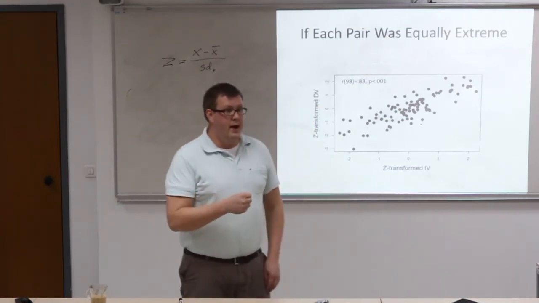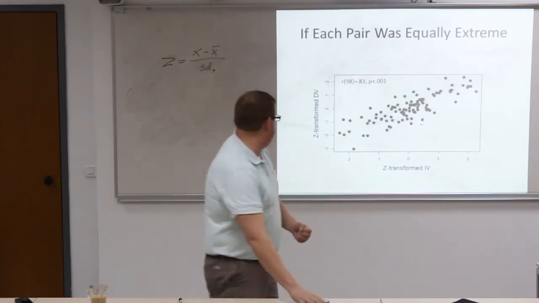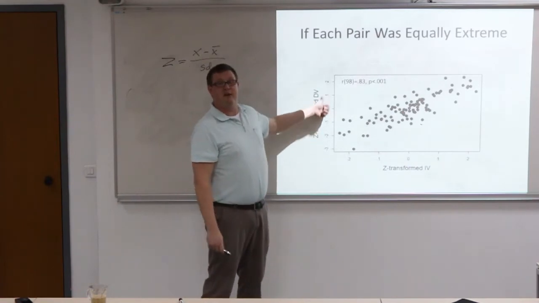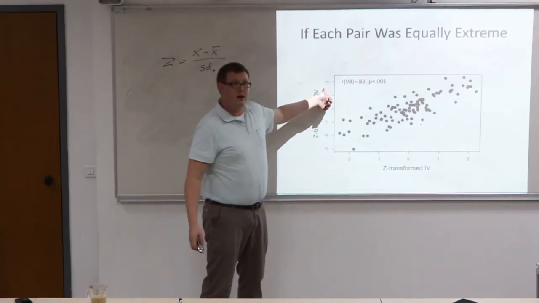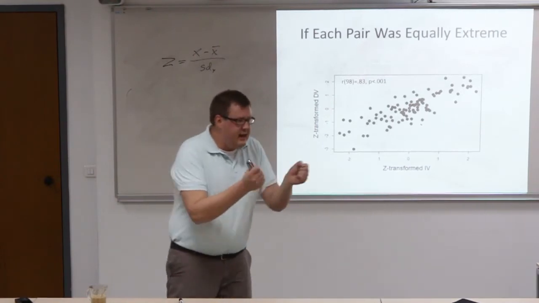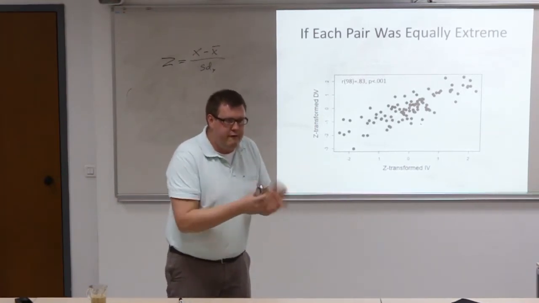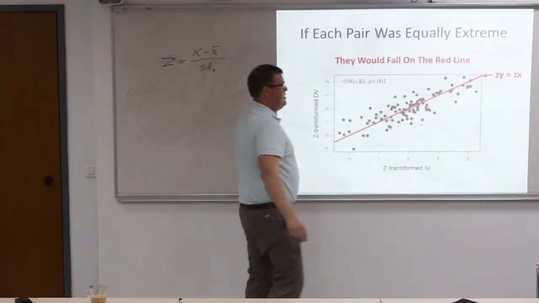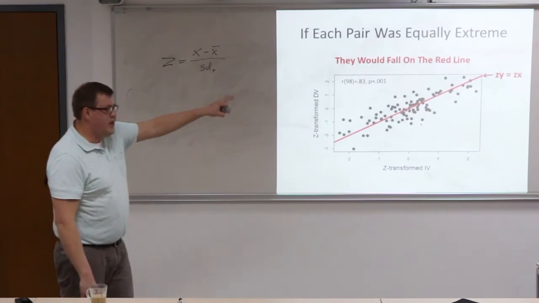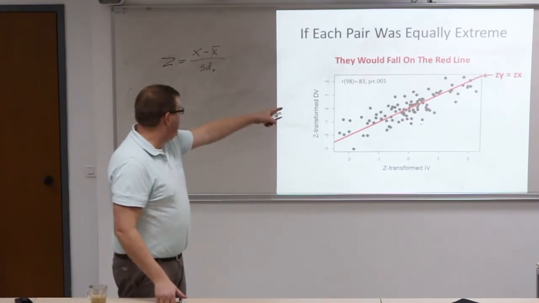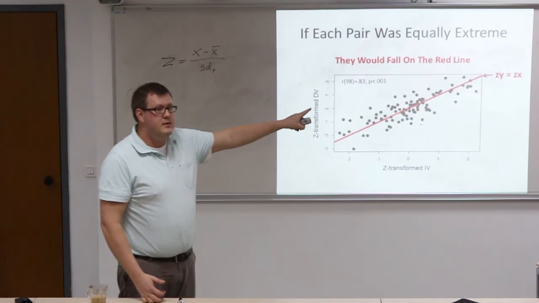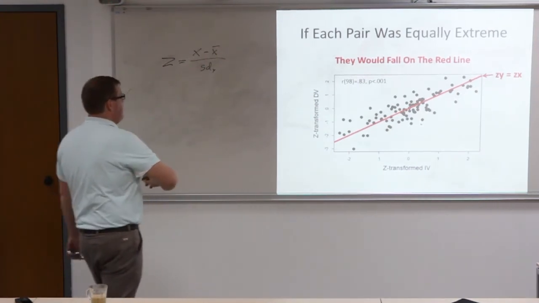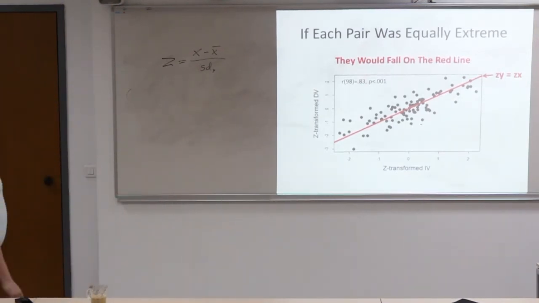It would be 1 standard deviation away from the mean on our independent variable. Should also be 1 standard deviation above the mean for our dependent variable, right? So if each pair had the same extremity on both variables, we would expect everything to fall on a line like this. So zy equals zx. The slope is 1. The intercept is 0. All right. So if every pair is equally extreme, then you should fall on the red line.